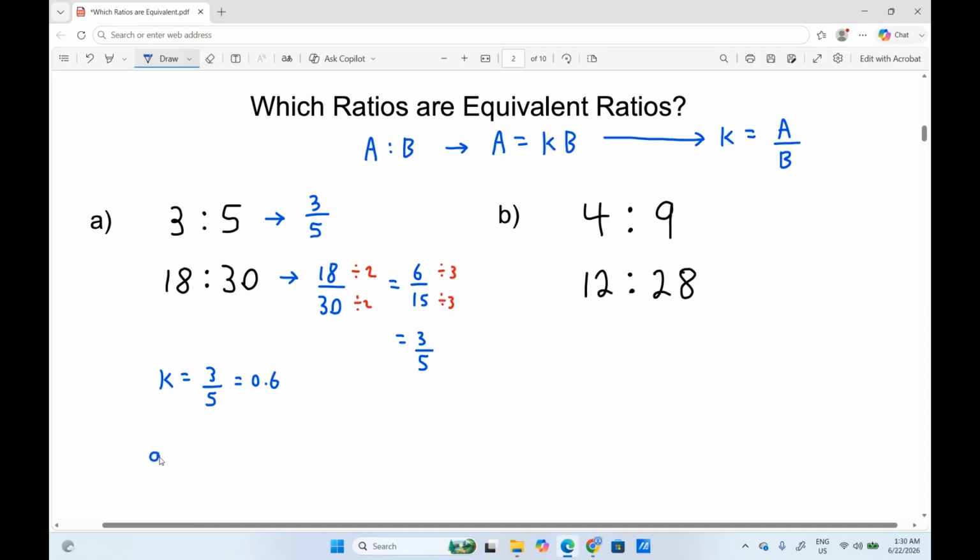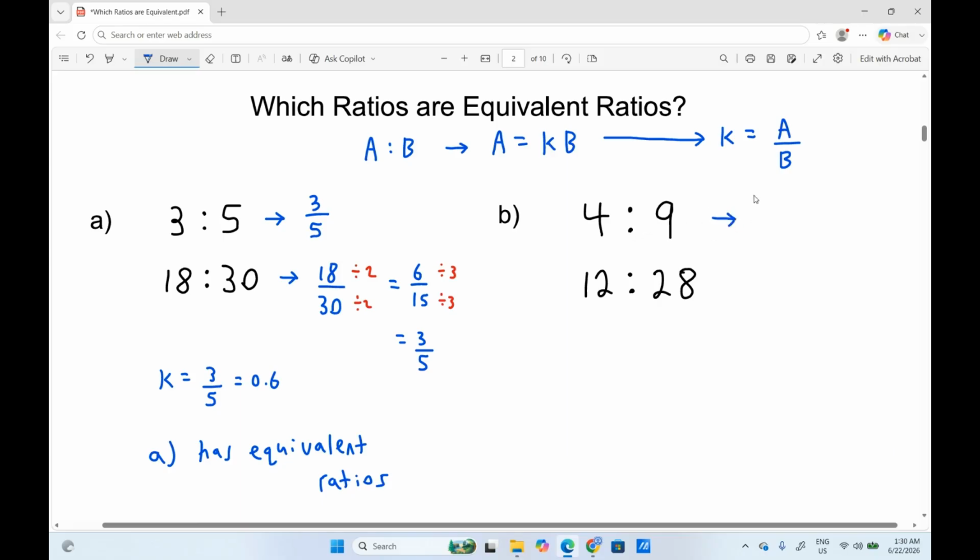So I'm going to say A has equivalent ratios. Okay, now for B, I have 4 to 9.